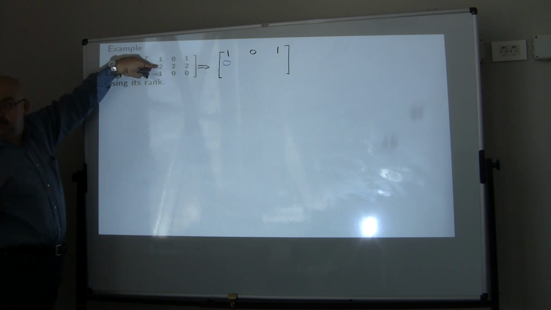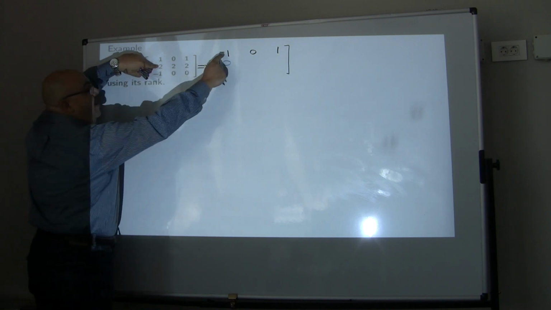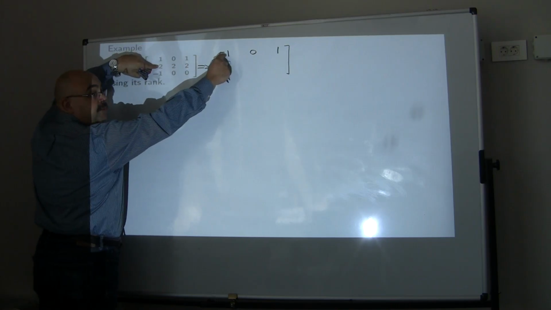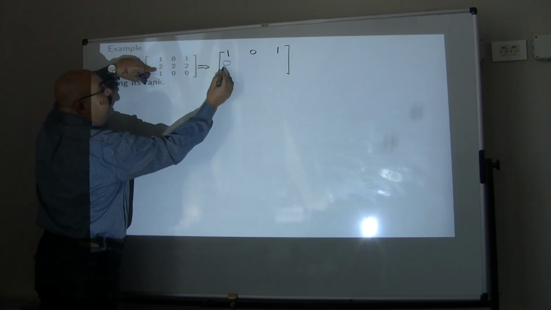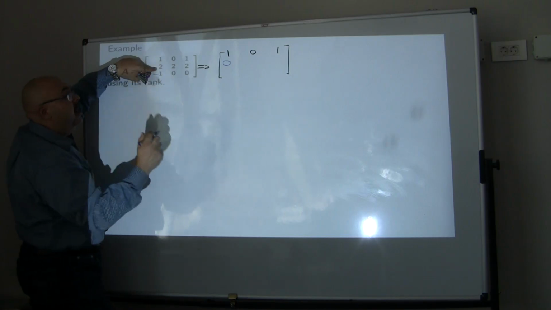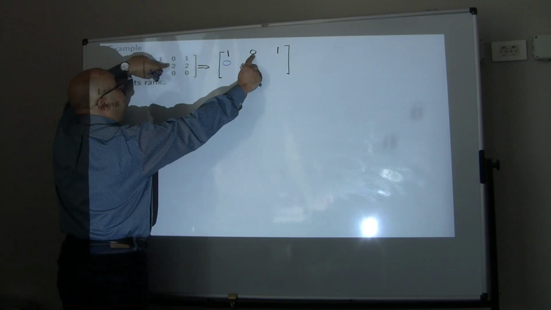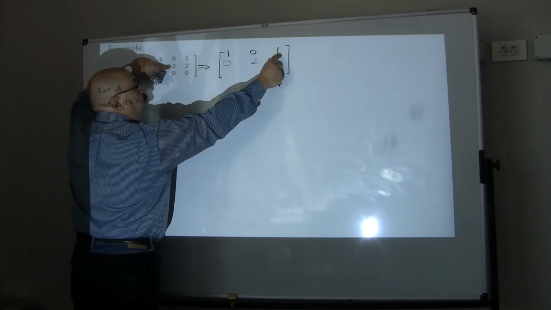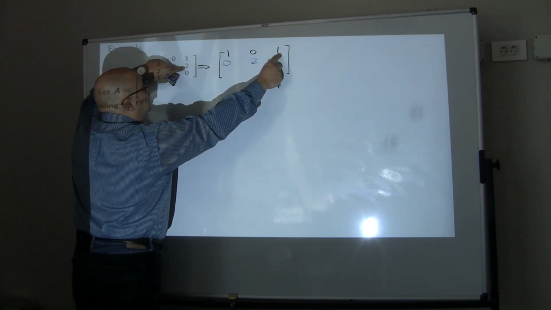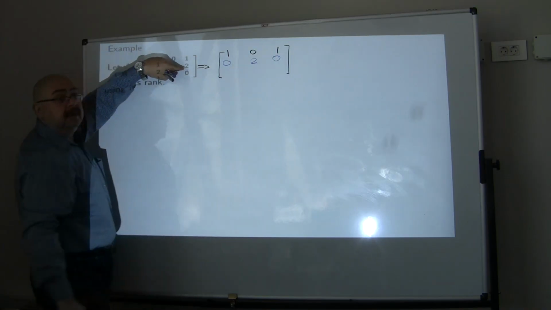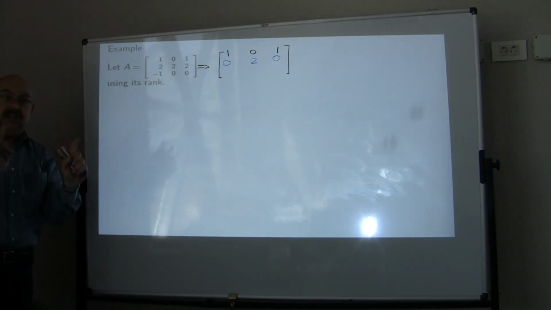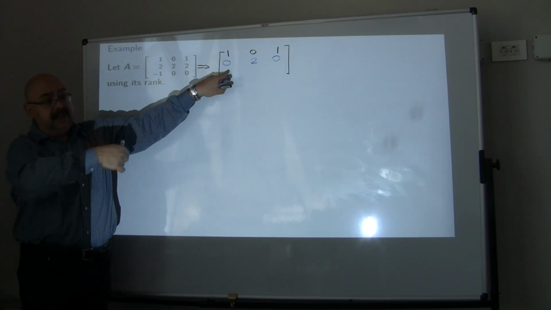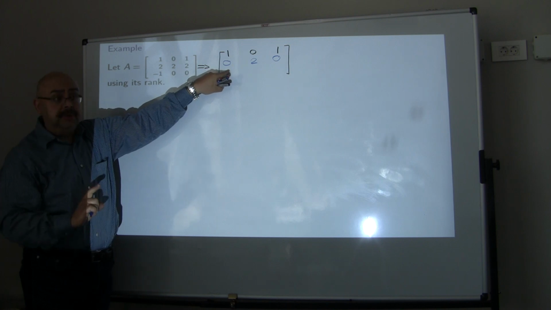Let's try it once more. Negative 2 times 1 equals negative 2. Plus 2, so the result will be 0. Negative 2 times 0 is going to be 0. Plus 2 is going to be 2. Negative 2 times 1 is going to be negative 2, added to a positive 2, so the result will be 0. I succeeded in transforming the second element in this column to equal 0.